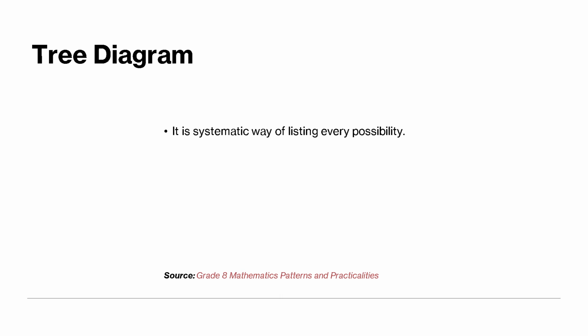What is a tree diagram? I got this source from Grade Mathematics, Patterns, and Practicalities. It is a systematic way of listing every possibility if you have things that you want to combine, or if you want to check their ways on how to put them together. So let's have some examples.